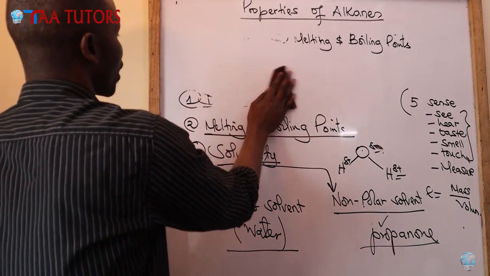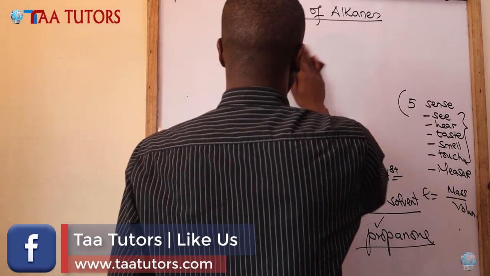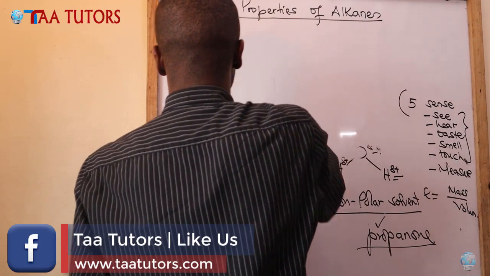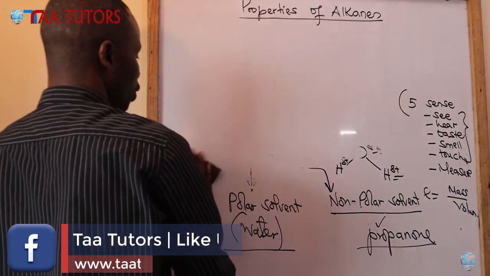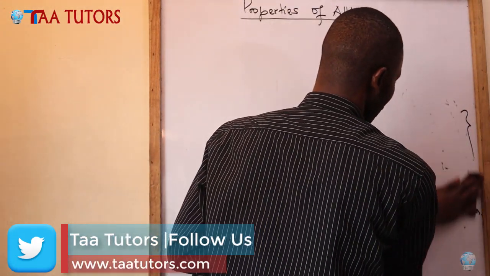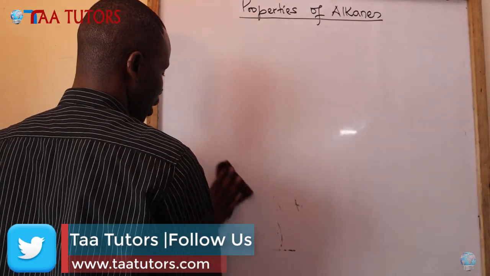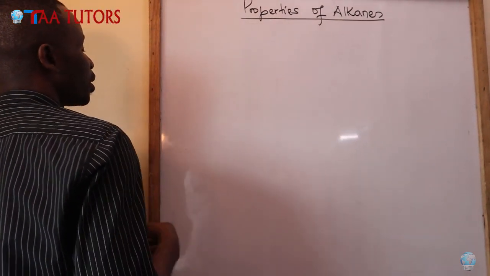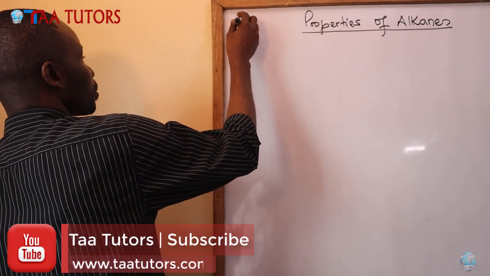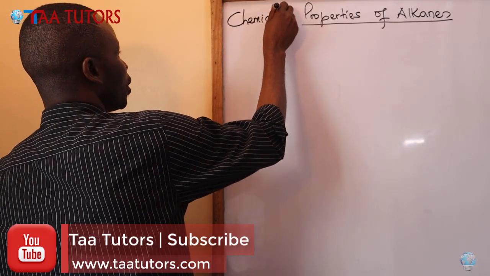chemical properties. And for the chemical properties of alkanes, we are only going to talk about two mainly. These two chemical properties include burning or combustion and also substitution reaction. So this is chemical properties.